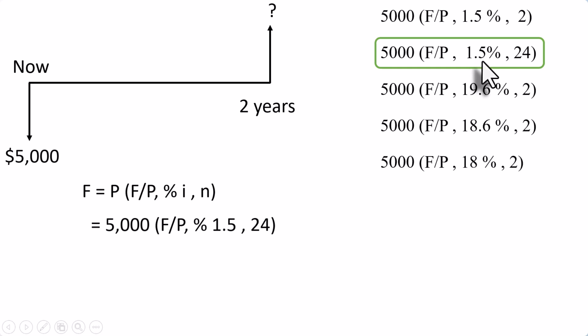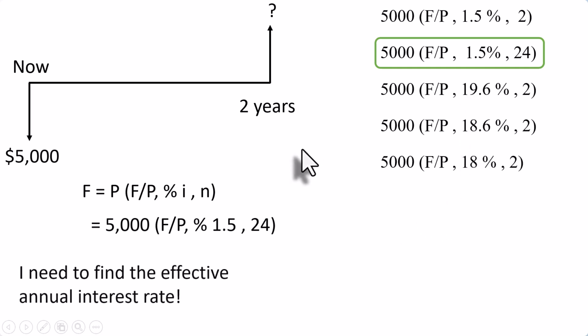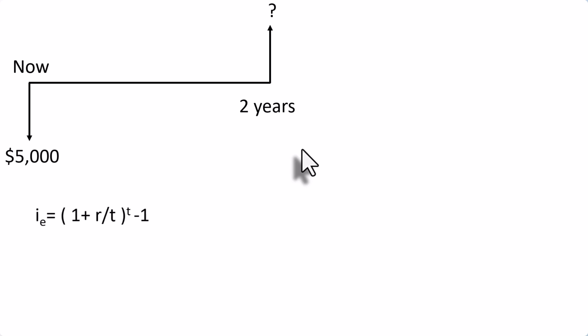So based on the monthly interest rate I have, what is the effective yearly interest rate? Which one of these yearly interest rates is correct? Okay, so the question is, I need to find the effective annual interest rate. Based on the formula, we know that the effective interest rate, i_e, is equal to (1 + r/t) to the power of t, minus 1.